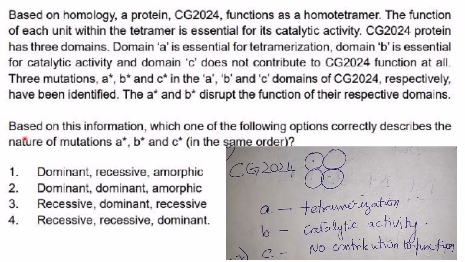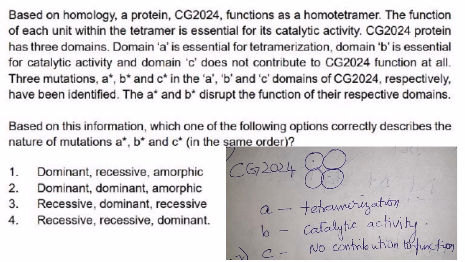Okay, so based on this information, which of the following options correctly describes the nature of mutations of A star, B star, C star in the same order? So A and B, I will tell you, they are 100% dominant mutations. Okay, but C, it is not recessive. It is called as amorphic mutation. Okay, amorphic is null mutation. Okay, amorphic means null mutation that results in the complete loss of function of the gene.